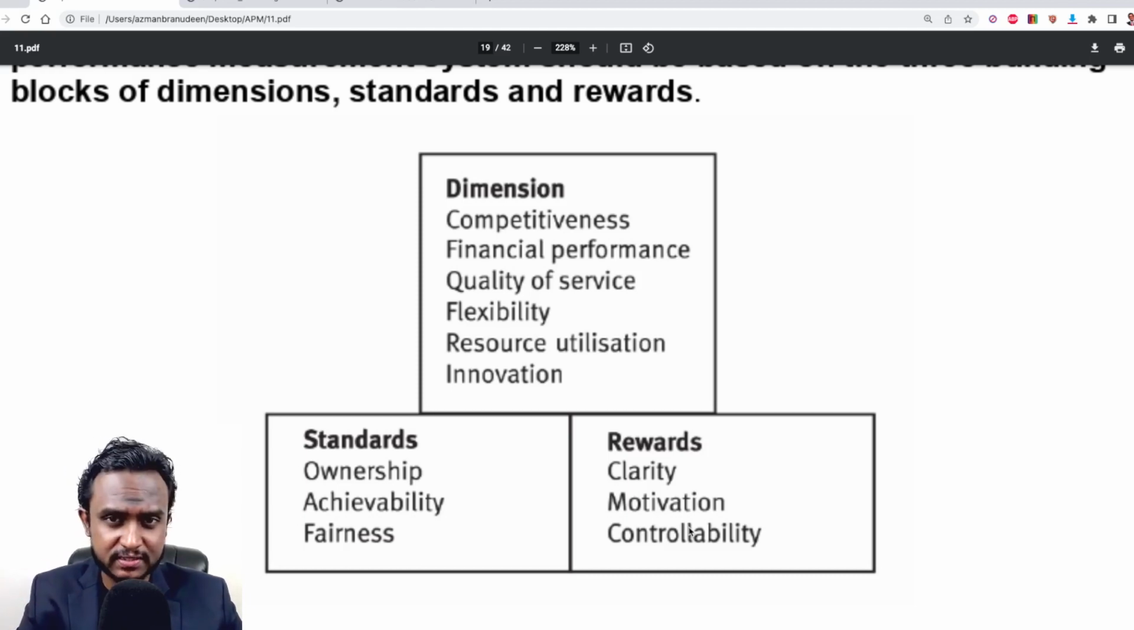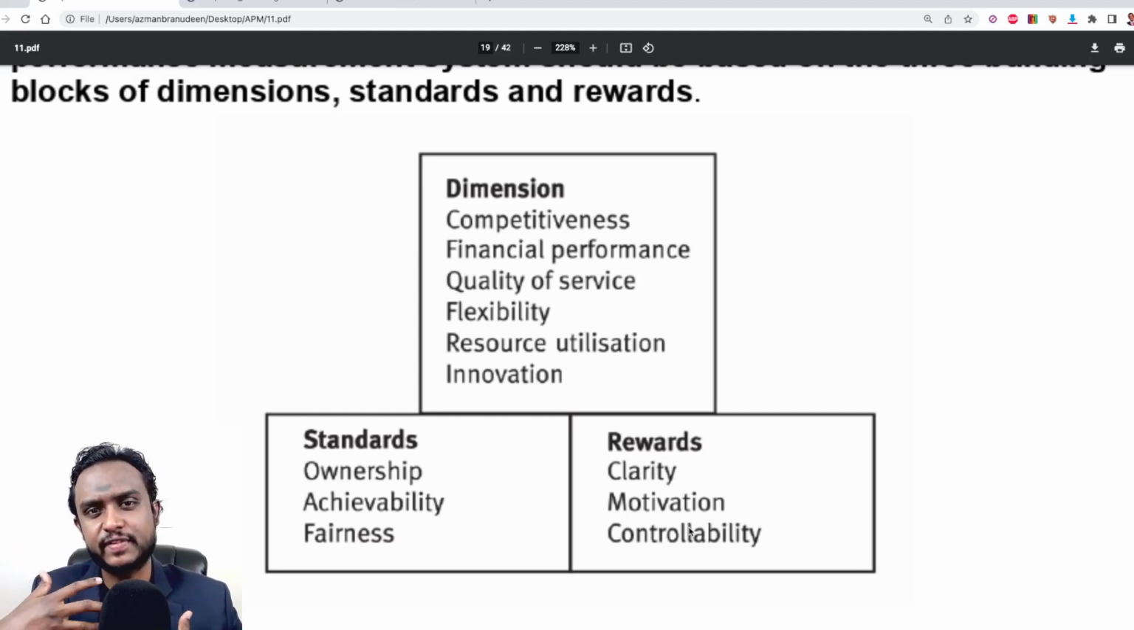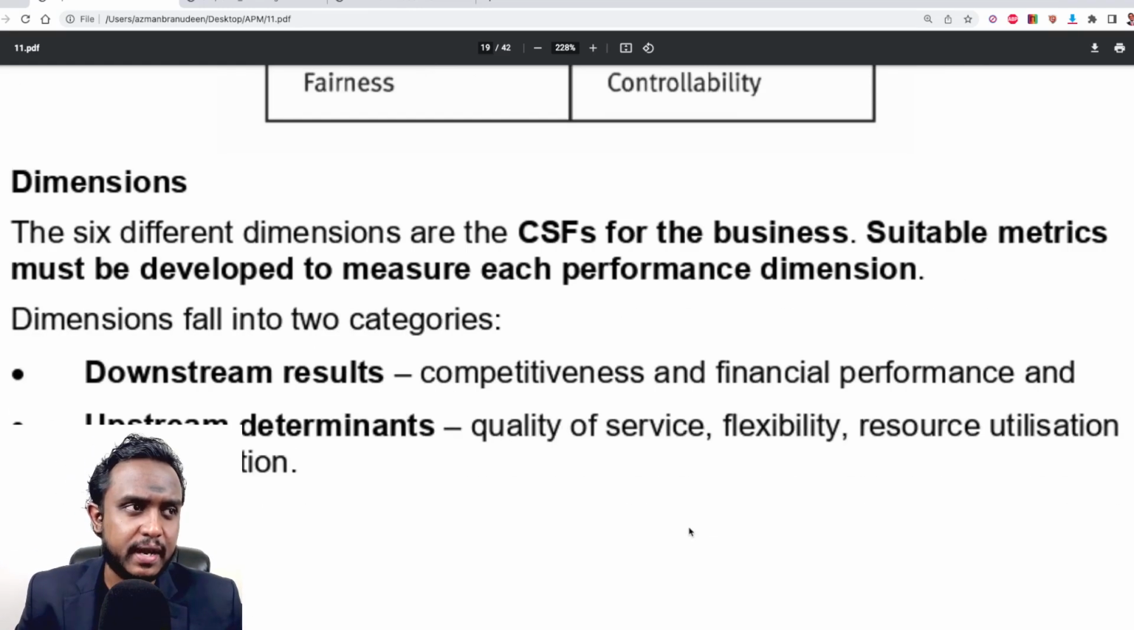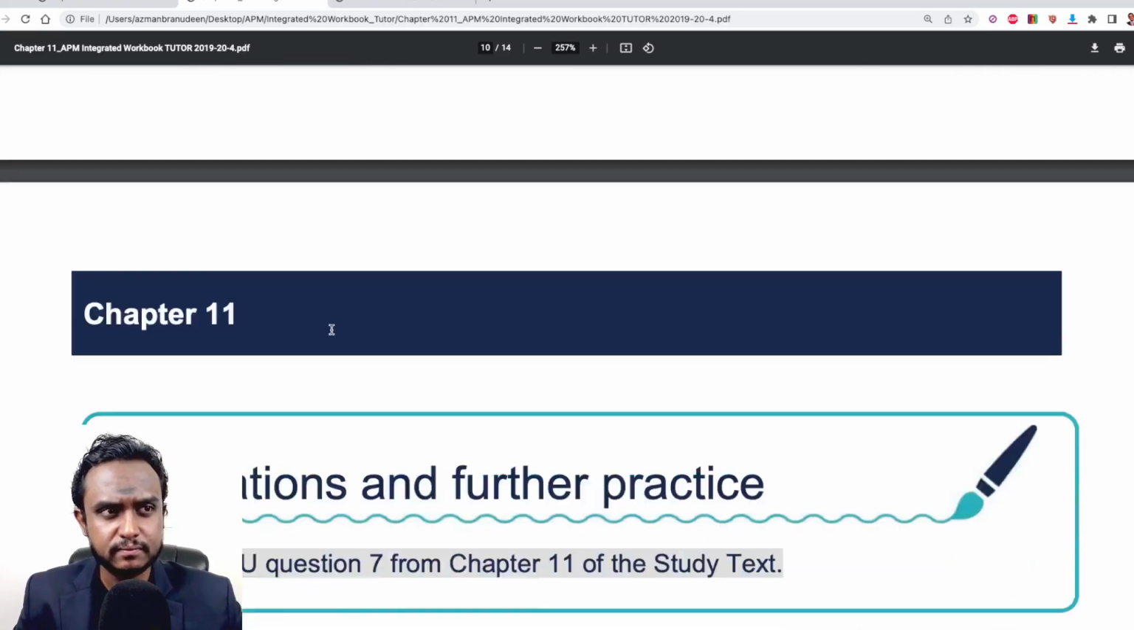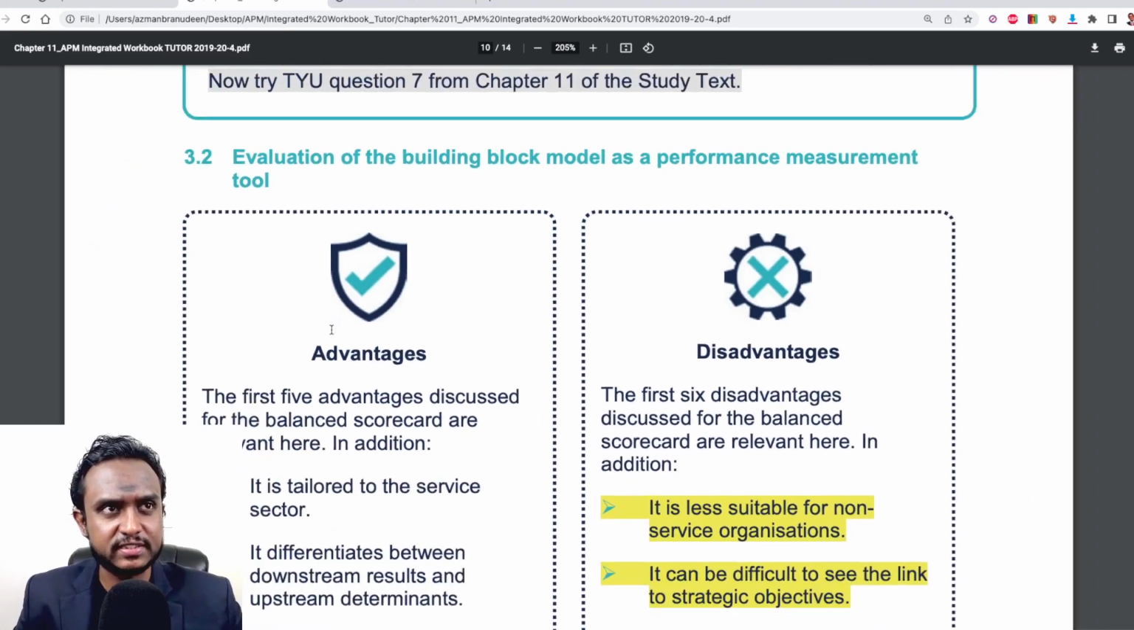That's why most companies nowadays, especially in the service sector, have transparent reward bases. For this performance level, everybody knows that if they achieve this much, this is the commission they make, this percentage. It's a very transparent system, very clear to everyone. It would definitely motivate, and it has to be within their personal controllability. So that is how the building block model gets used.